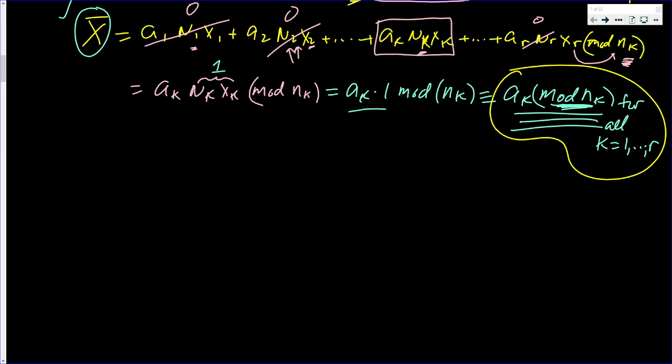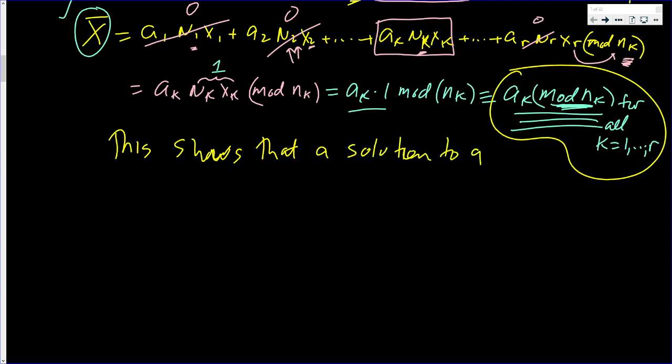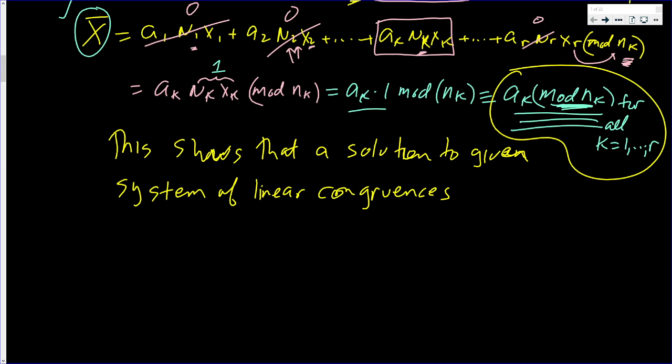So now I prove that there is a solution. This shows that there does exist a solution to the given system of linear congruences. It exists. I know it is. It's x bar, the way we found it. Now I have to show uniqueness. I have to show that it's unique.